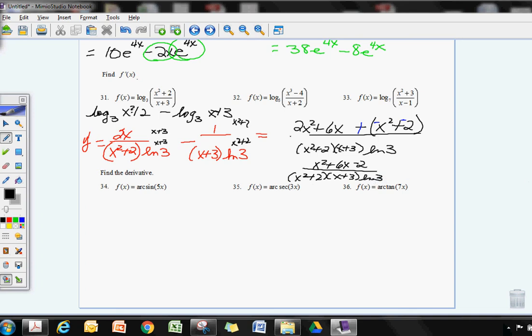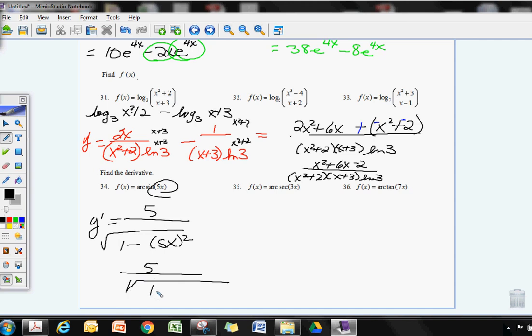Okay, last one. Straightforward formula. There's my u. My derivative is going to be 5 over the square root of 1 subtract 5x quantity squared, which you should multiply out, and that's the square root of 1 minus 25x squared. Okay, that takes care of page 2.